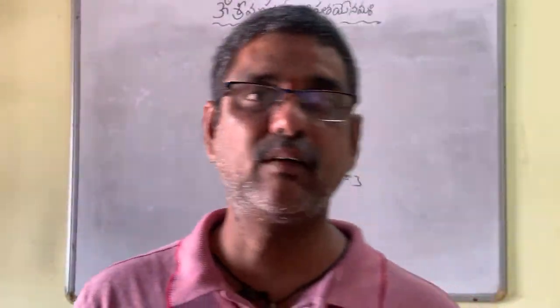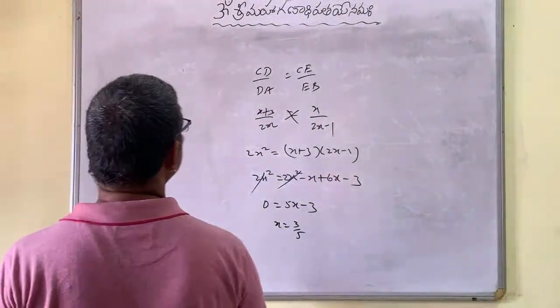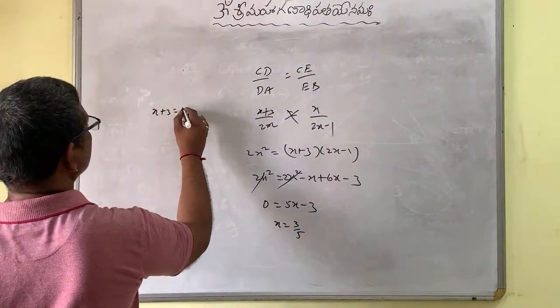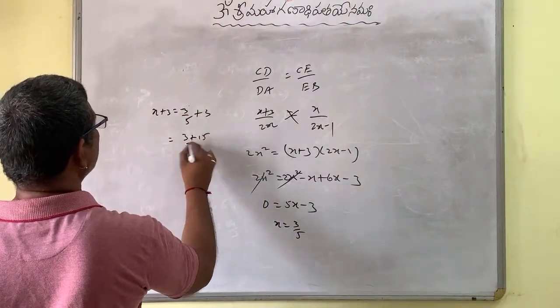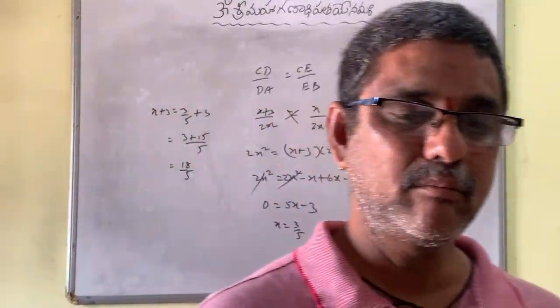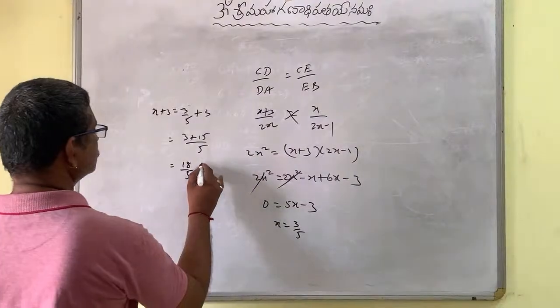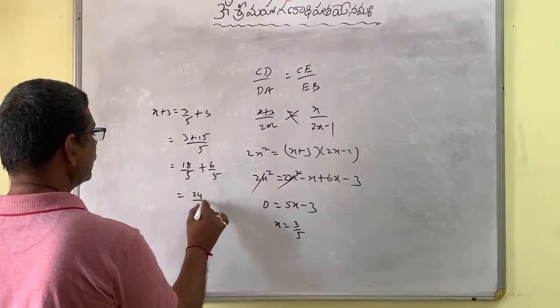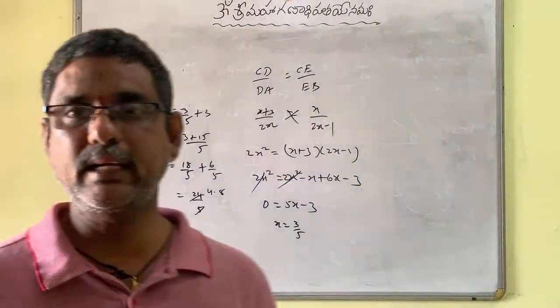That means statement 1 is wrong. And the length of AC is 4.8 units. x plus 3, that is 3 by 5 plus 3, 3 plus 15 by 5, 18 by 5. 18 by 5 plus 6 by 5 is 24 by 5, which is 4.8. Statement 2 is correct.